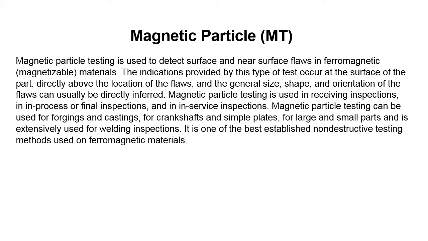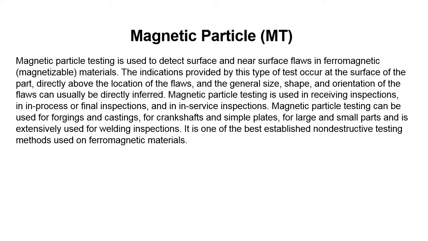Magnetic particle, MT. Magnetic particle testing is used to detect surface and near-surface flaws in ferromagnetic, magnetizable materials. The indications provided by this type of test occur at the surface of the part directly above the location of the flaws, and the general size, shape, and orientation of the flaws can usually be directly inferred.